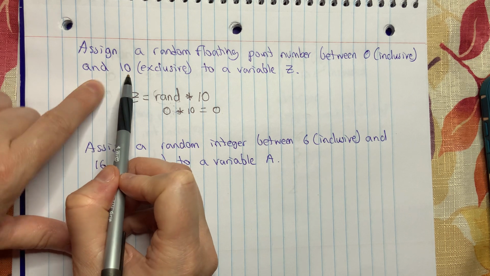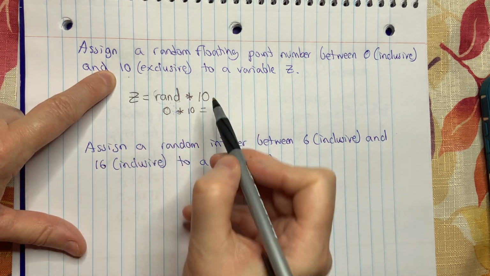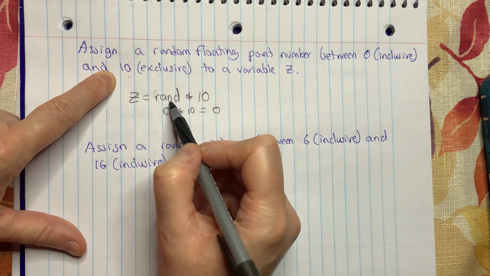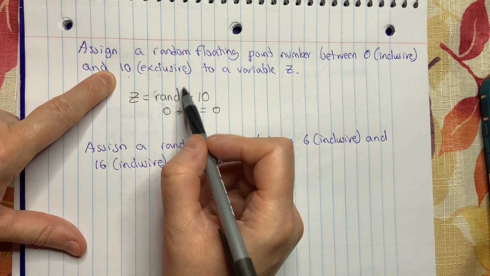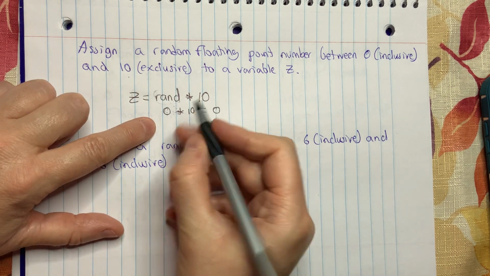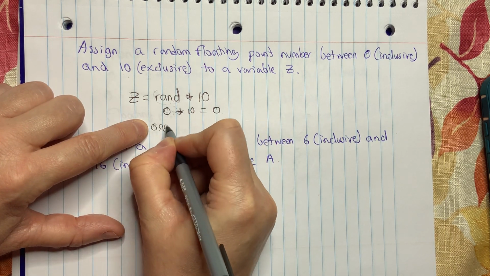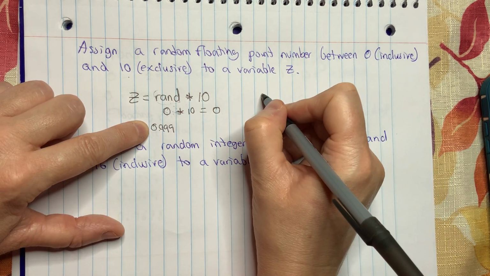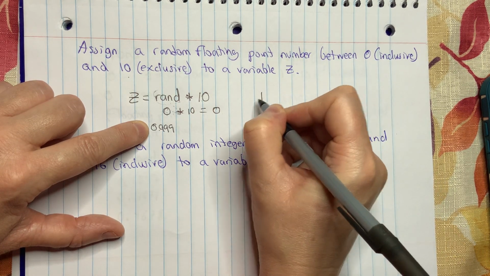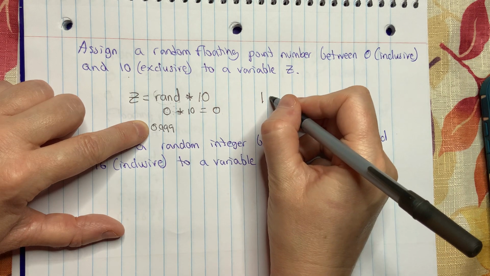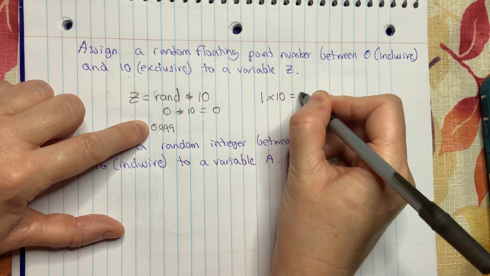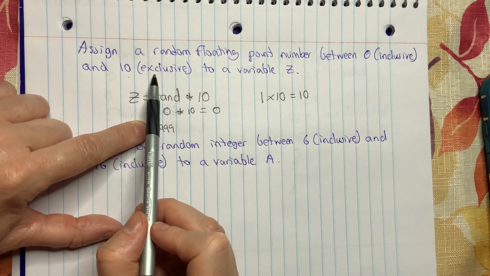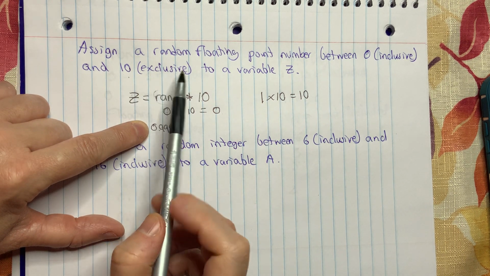So now the upper limit is saying 10 exclusive. So let's see if we multiply this by 10, if that will work. So the upper limit of RAND is going to be, let's say, 0.999, because it's never going to get to 1. If this got to 1, then the upper limit would be 1 times 10, which will equal 10. And we don't want that because they want it to be not included.